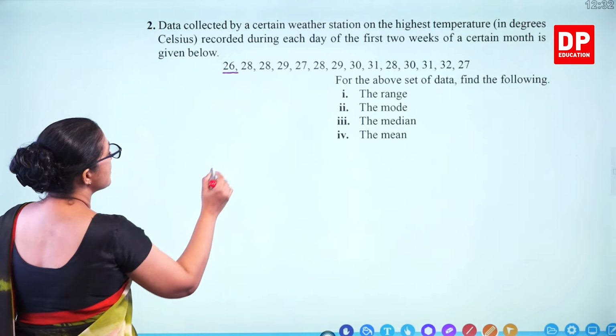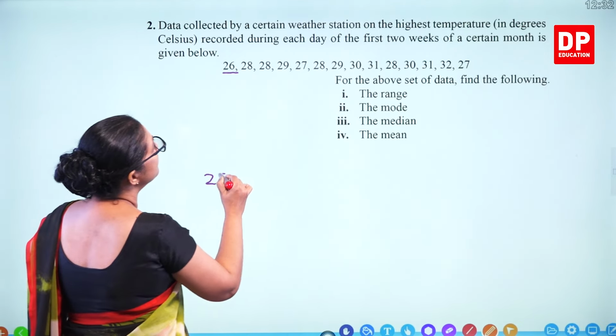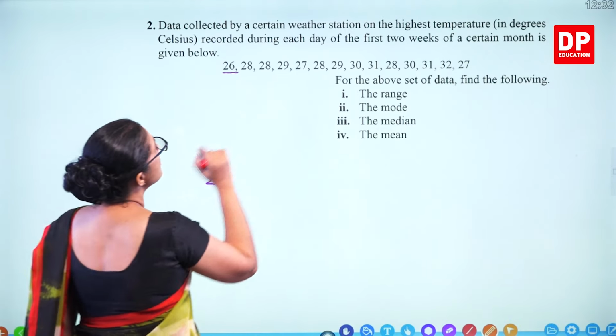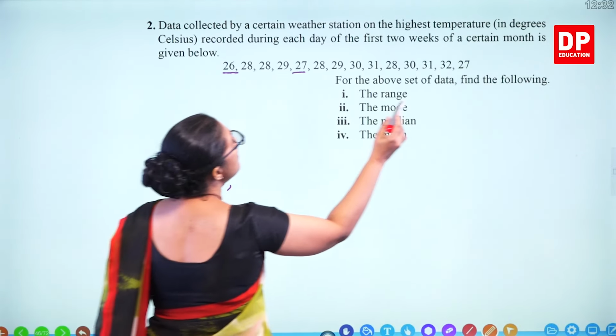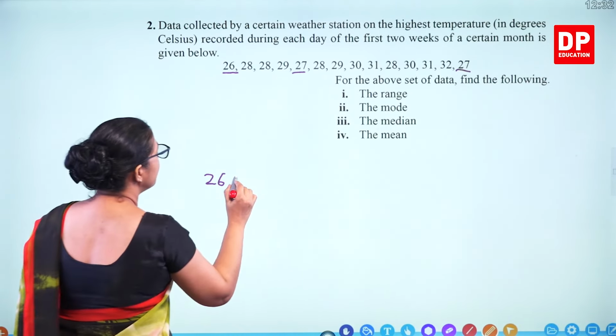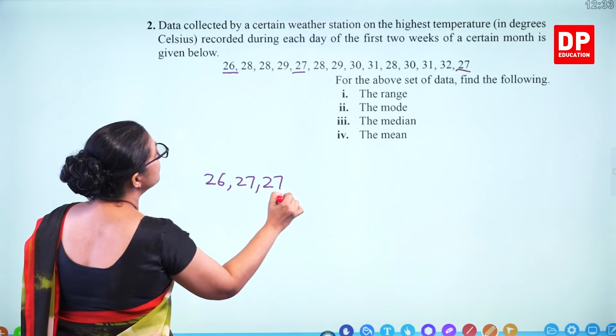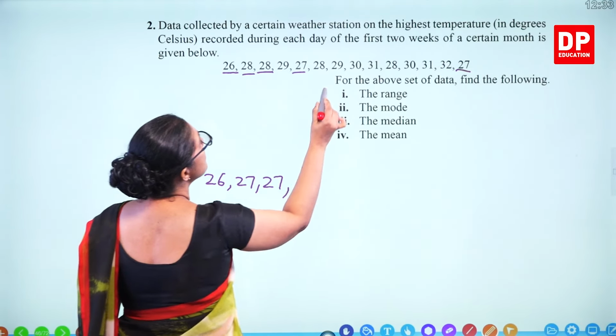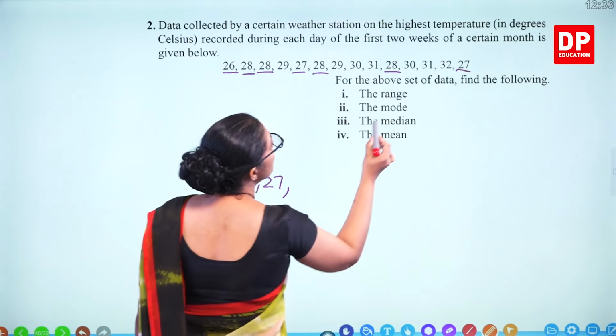So you have to first arrange this in order. 26 is the lowest. Then we get 27 twice. 28, 4 times.